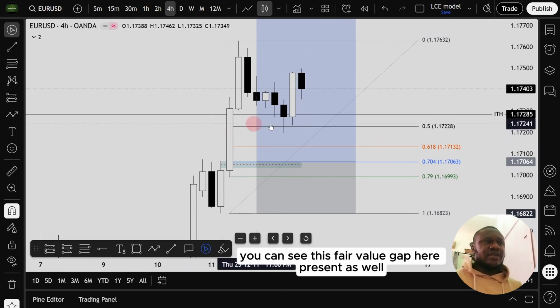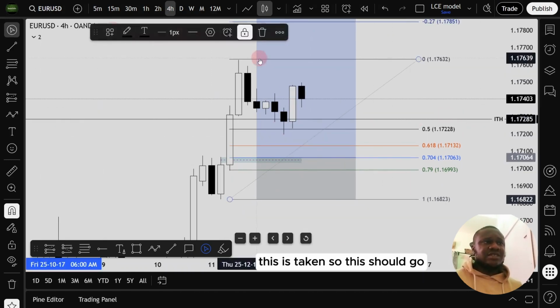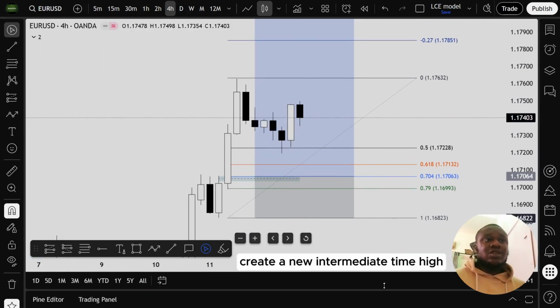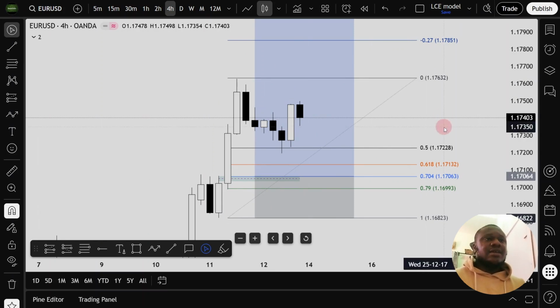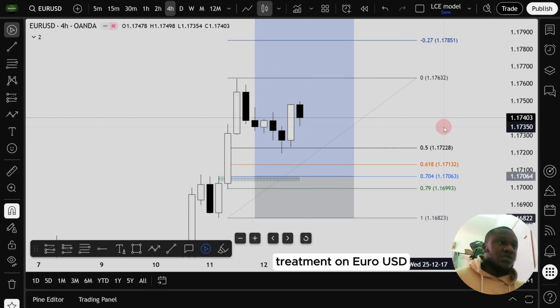You can see this fair value gap here present as well. We have taken the intermediate term high. This is taken, so this should go. Price is going to look to create a new intermediate term high. But for that to happen, we'll be looking at a very long time of bearish retracement on EURUSD.